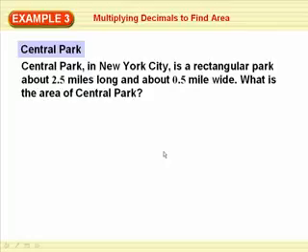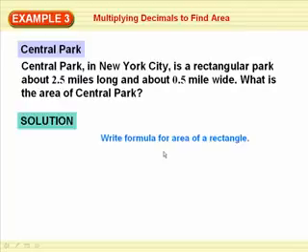All right, example number 3. Central Park, multiplying decimals to find area. Central Park in New York City is a rectangular park about 2.5 miles long and 0.5 miles wide. What is the area of Central Park? Well, you remember to find the area of a rectangle, you take length times width. Area equals length times width. And you know the length, that's 2.5 miles long and 0.5 miles wide.